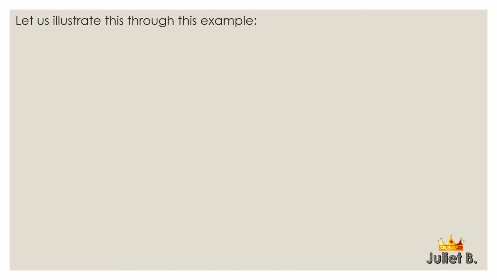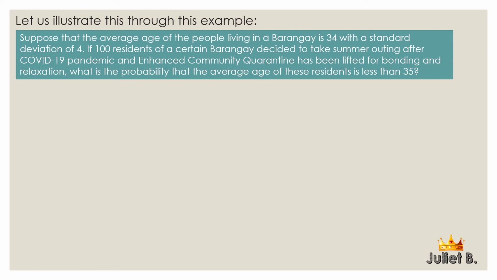So let us illustrate through this example. Suppose that the average age of the people living in a barangay is 34 with a standard deviation of 4. If 100 residents of a certain barangay decided to take a summer outing after the COVID-19 pandemic and enhanced community quarantine has been lifted for bonding and relaxation, what is the probability that the average age of these residents is less than 35?